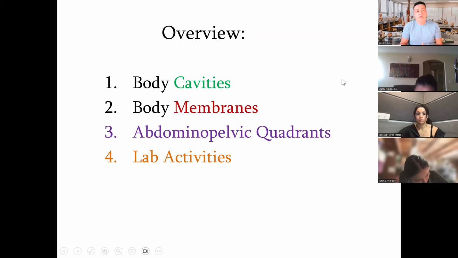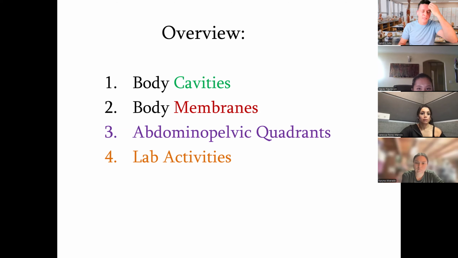We're going to be talking about the different body cavities. We're going to explain what a body cavity is. We're going to talk about the membranes that cover the different body cavities. And then we're going to talk about the subdivision of the abdominal pelvic cavity, okay, which can be subdivided into the abdominal pelvic quadrants and the 9 abdominal pelvic regions. And then we're going to have our lab activities.